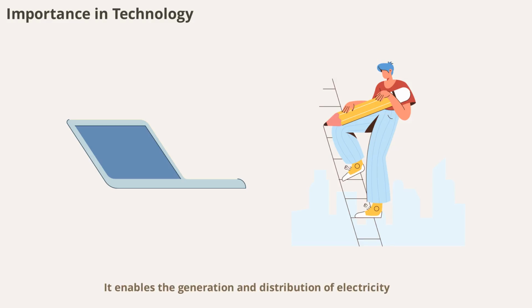Electromagnetic induction is fundamental to modern technology. It enables the generation and distribution of electricity, the operation of transformers, and the functioning of countless devices. Without it, our world would lack the power infrastructure that supports communication, transportation, healthcare, and industry. Understanding electromagnetic induction is key to appreciating how science drives technological progress.